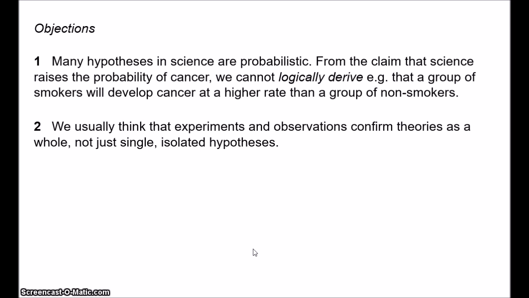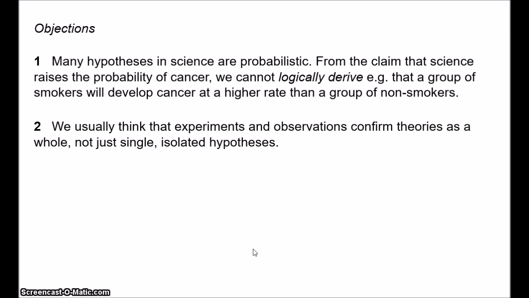We usually think that experiments and observations confirm theories as a whole, not just specific hypotheses. Einstein's theory of general relativity predicts that light passing near a large mass such as the Sun will have its path deflected due to the bending of space-time by the mass. Now, in fact, Newtonian physics also predicts light bending, but it gives a value about half that of general relativity. So one way to test general relativity is by photographing the Sun during a solar eclipse and then checking the apparent position of the stars behind it.